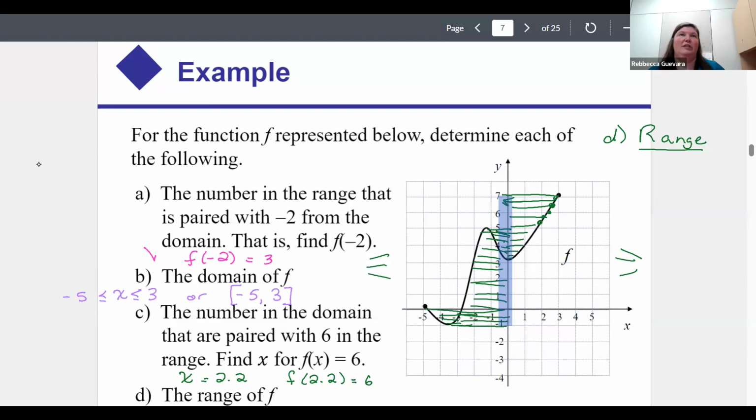So when I want to say what my range is, it's going to be y values this time, not x values. My smallest possible y value is -1. We assume this is a closed point, because it looks like it goes right down to -1. At the most, it's going to be 7. If we do interval notation, we're looking at from -1 to 7.